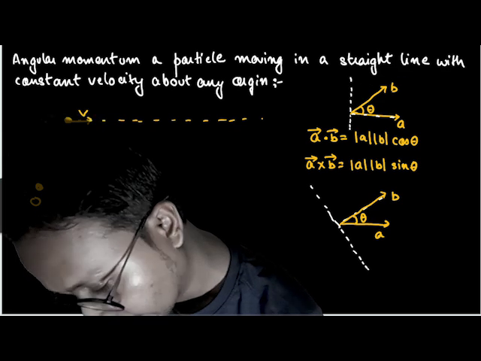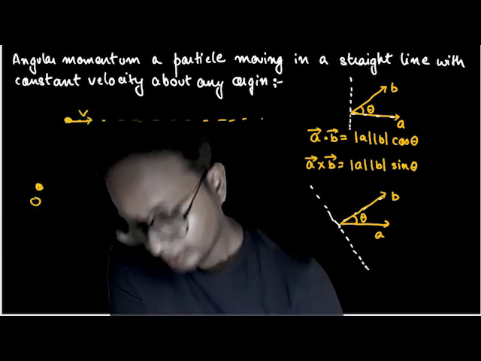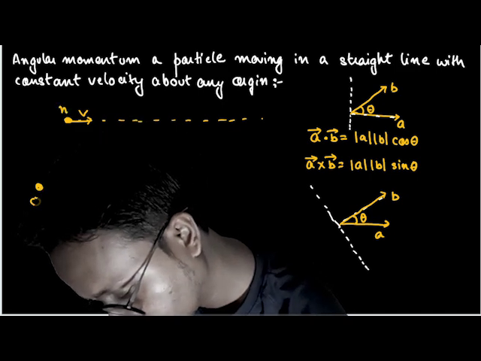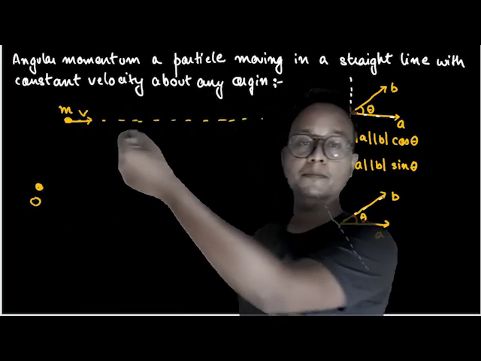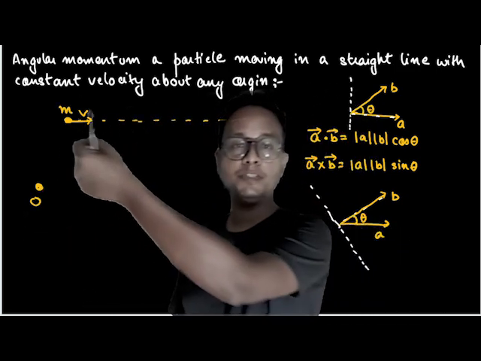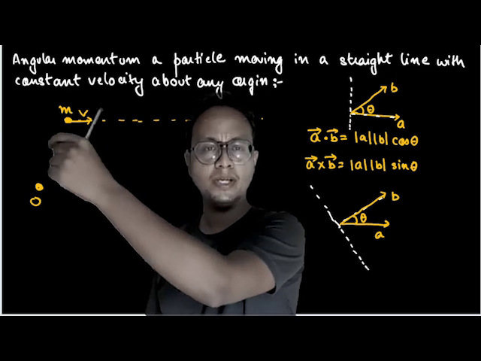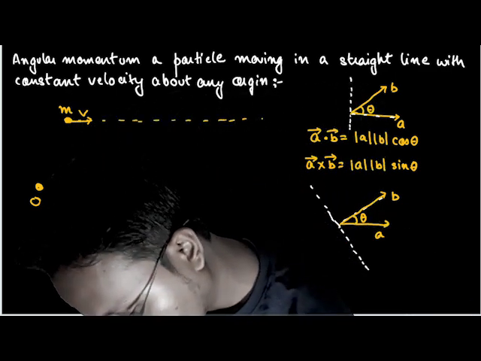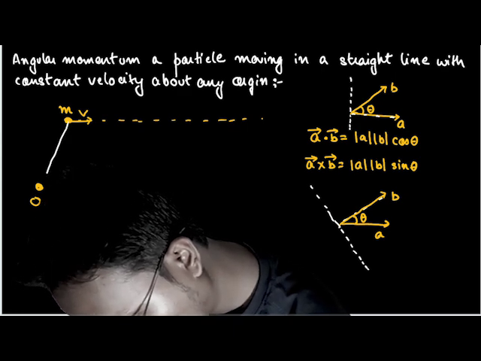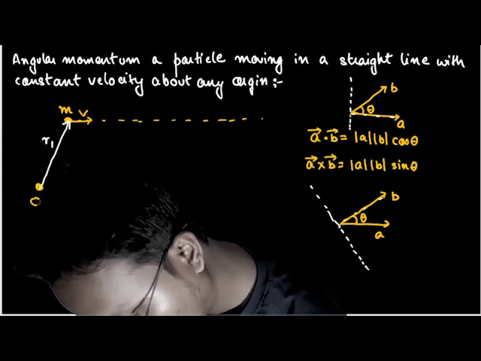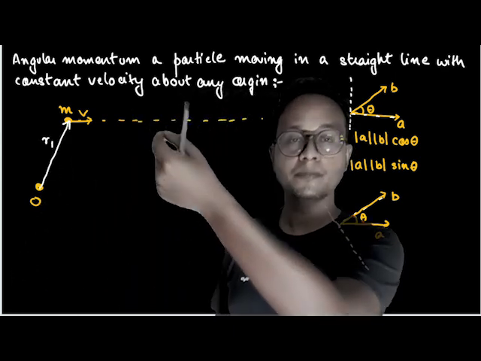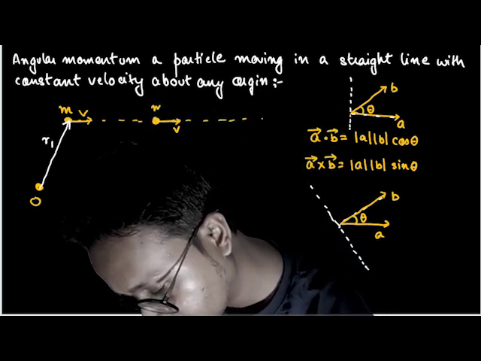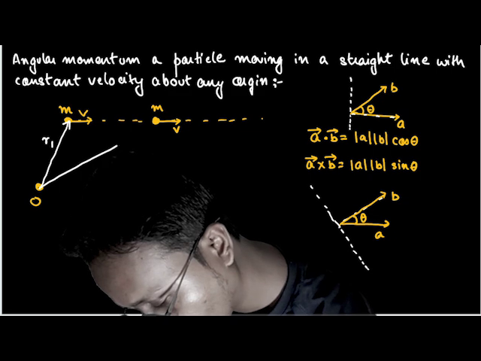Now this particle, let's say of mass m, was moving with constant velocity along this line. Let's say at any time, since there is no acceleration, the velocity will be constant throughout the path. Let's say this vector is r1. After some time, the particle reached out here, moving with the same velocity, and this vector is r2.